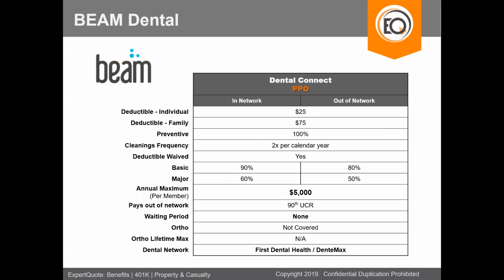Your dental plan is with Beam Dental. No changes here. You still have this awesome $5,000 annual maximum here. Everything reset at the top of the year, so you should all have gotten a new $5,000 there. That's per member as well. So if your dentist doesn't know who Beam Dental is, you can tell them it's the First Dental Health Network or Dentamax. They should be more familiar with that.